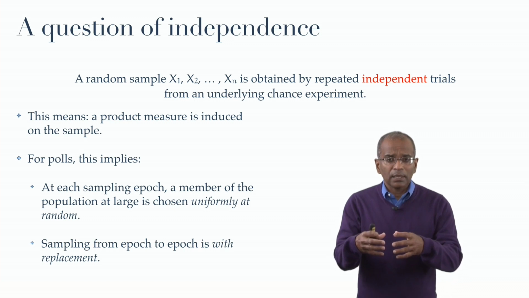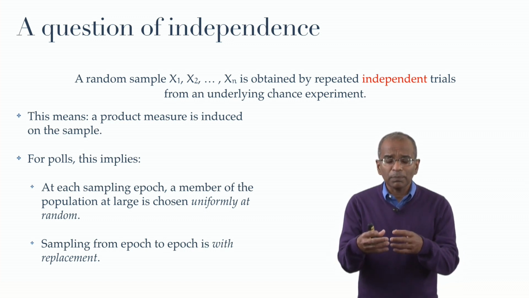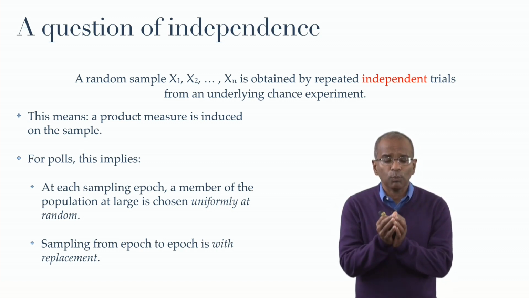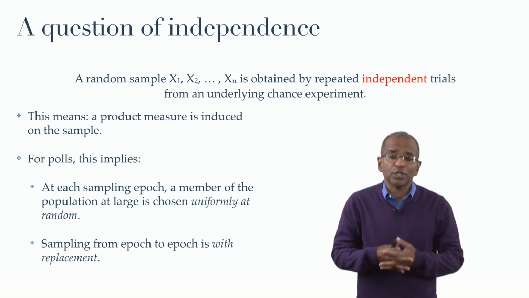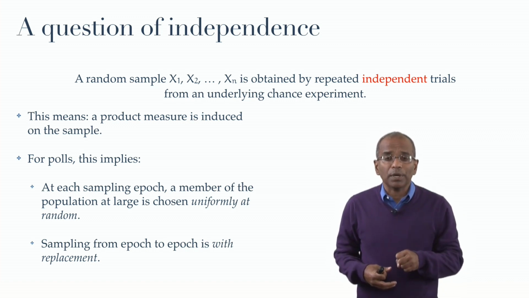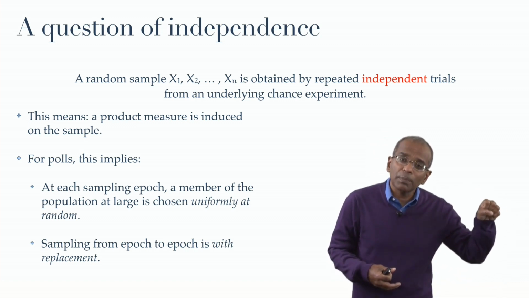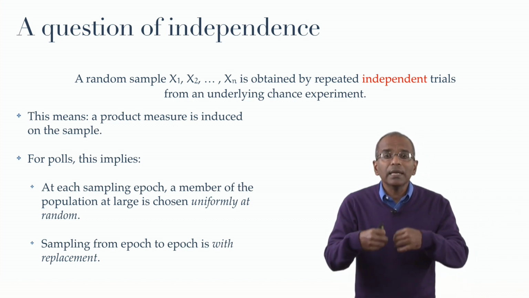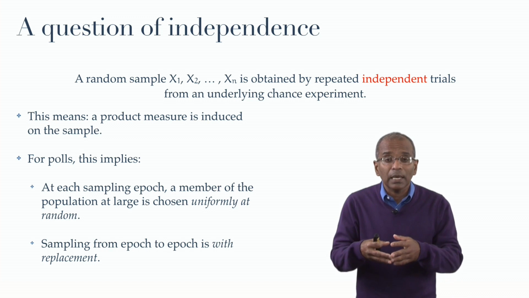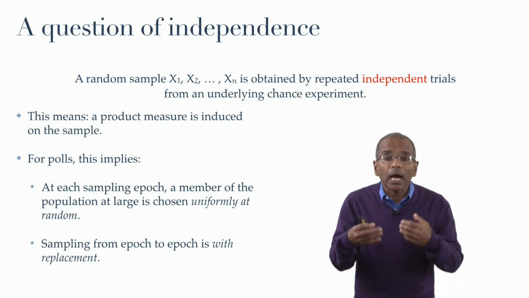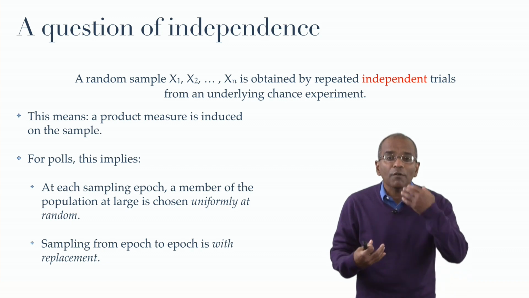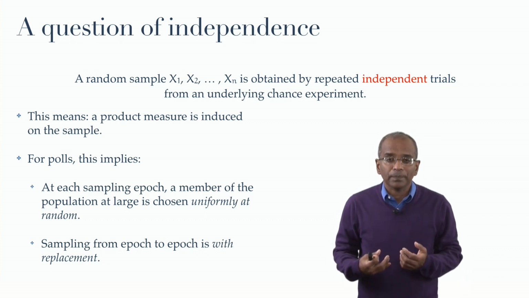The listener can easily see why the replacement idea is important, especially when one considers small populations. Let's say one has a population of 3 people. The moment one queries something to one person, if that person isn't replaced in the population, the next sample element is drawn from a population of 2 people. We have changed the underlying chance conditions. The population has changed from trial to trial.